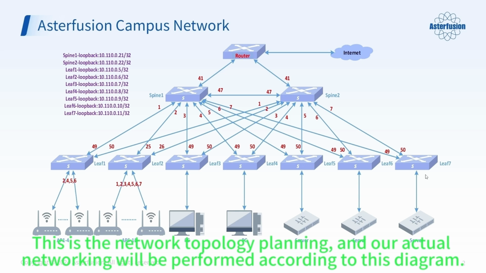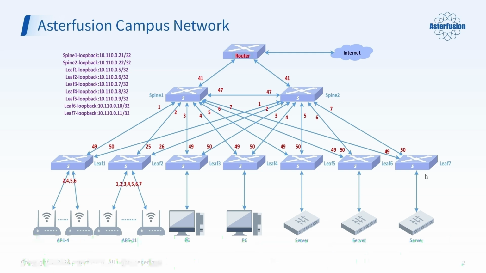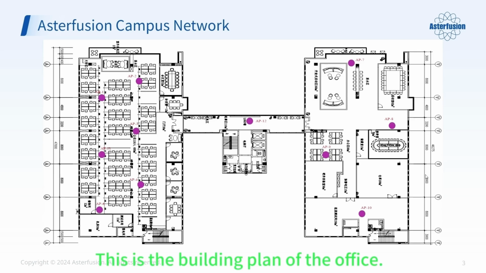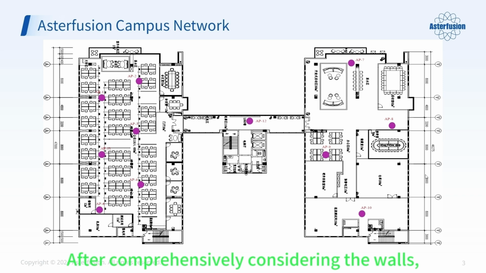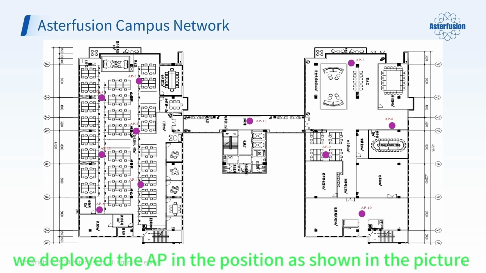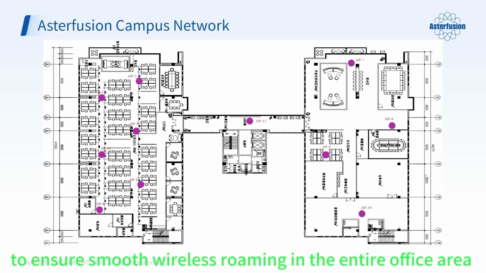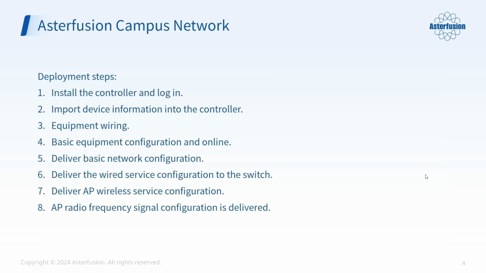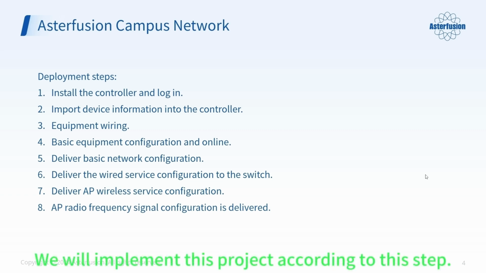This is the network topology planning, and our actual networking will be performed according to this diagram. This is the building plan of the office. After comprehensively considering the walls, conference rooms, corridors, and other information, we deployed the APs in the positions shown in the picture to ensure smooth wireless roaming in the entire office area without losing data packets. We will implement this project according to these steps.